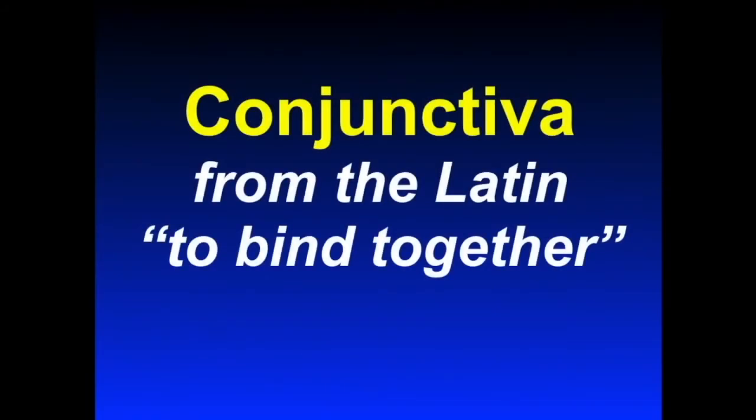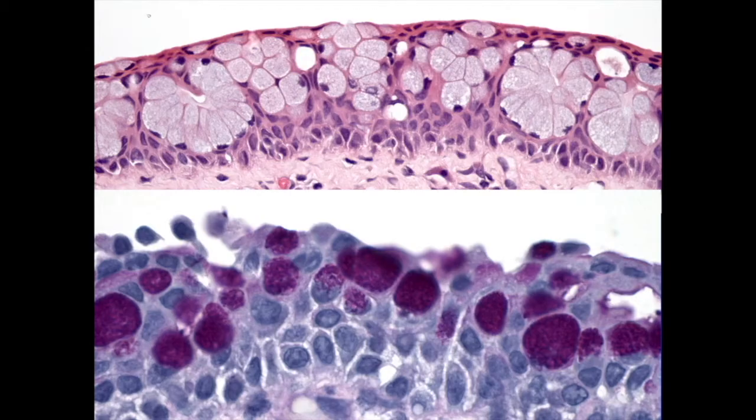The term conjunctiva is derived from the Latin meaning to bind together. It binds together the eyelid and the eyeball. The conjunctiva is lined by a non-keratinized stratified squamous epithelium that contains goblet cells. The goblet cells are most numerous in the nasal conjunctiva near the plica semilunaris, or semilunar fold, seen above. The goblet cells are PAS positive.